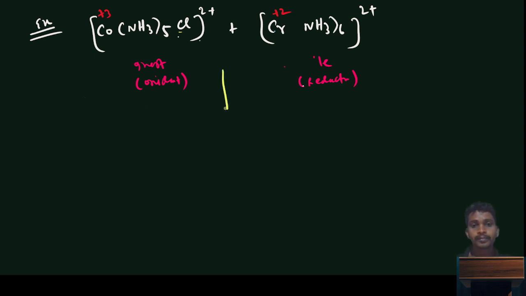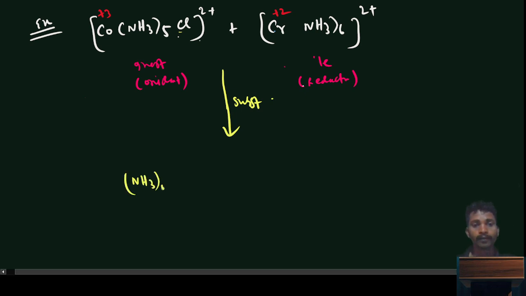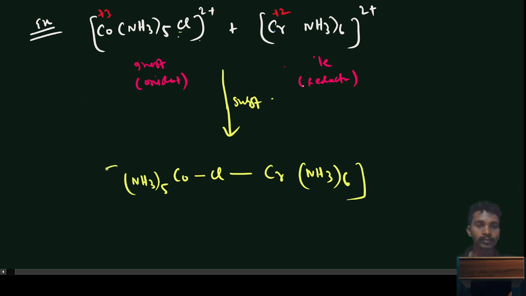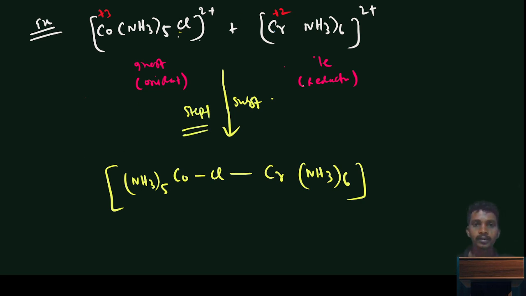So now we will do the inner sphere mechanism. First is substitution reactions. Substitution will happen between Co(NH3)5Cl and Cr(H2O)6. This is step 1. Whatever the charge, this is +3, so put +3 here, and this is +2, so put +2 here.